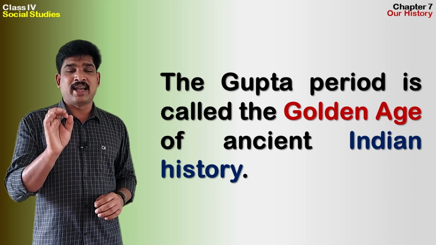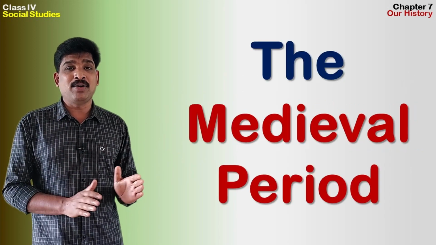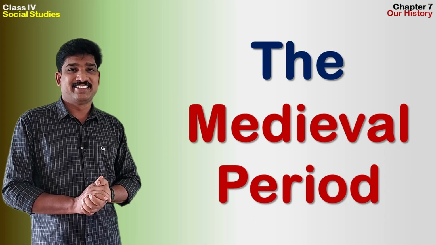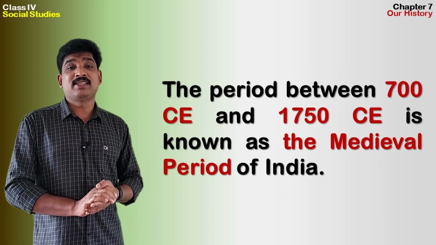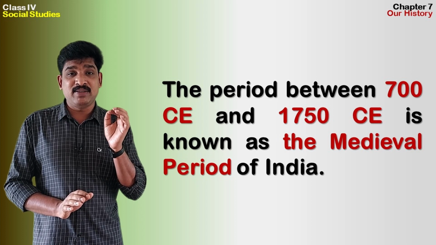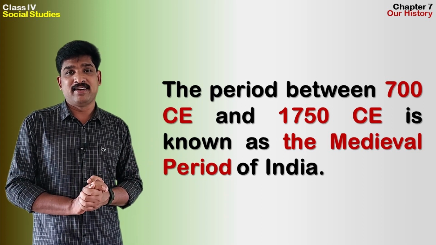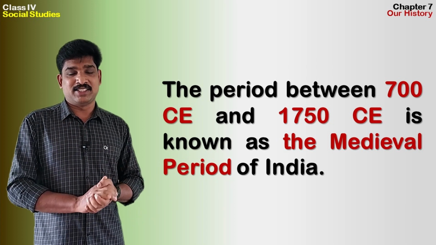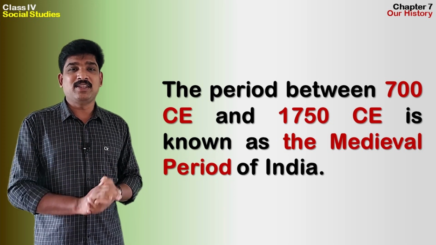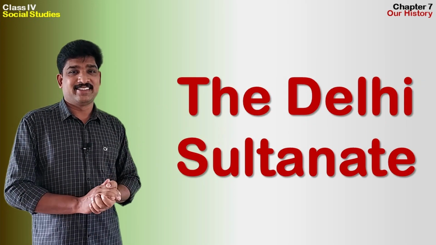That's all about the ancient period. Now let us learn about the medieval period. The period roughly between 700 CE and 1750 CE is known as the medieval period in India. Let us learn about some of the dynasties of this period. Let's start with the Delhi Sultanate.